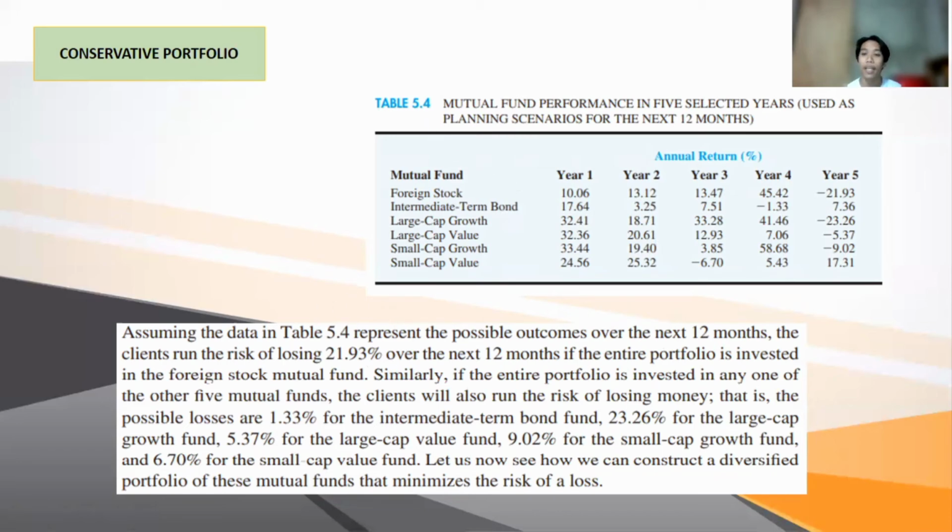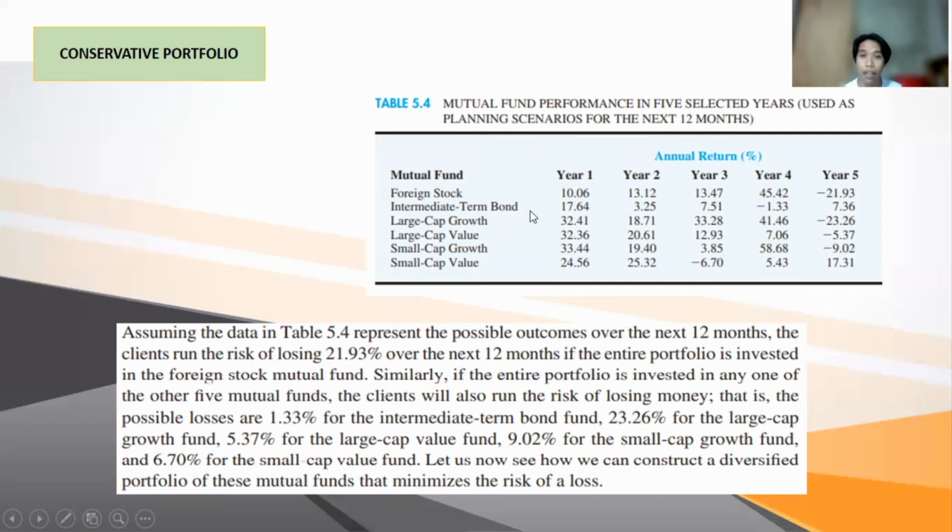I mentioned in portfolio models, the risk is minimized by diversification. So to see the value of the diversification, suppose we first consider investing the entire portfolio in just one of the 6 mutual funds. For example, the client runs the risk of losing 21.93% over the next 12 months if the entire portfolio is invested in the foreign stock mutual fund.